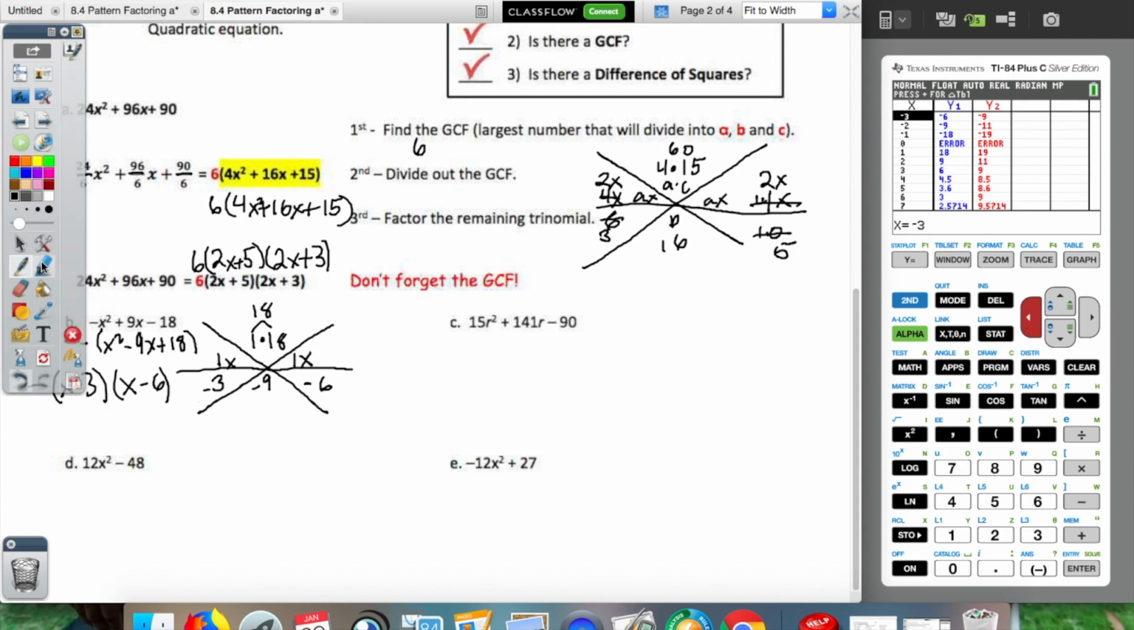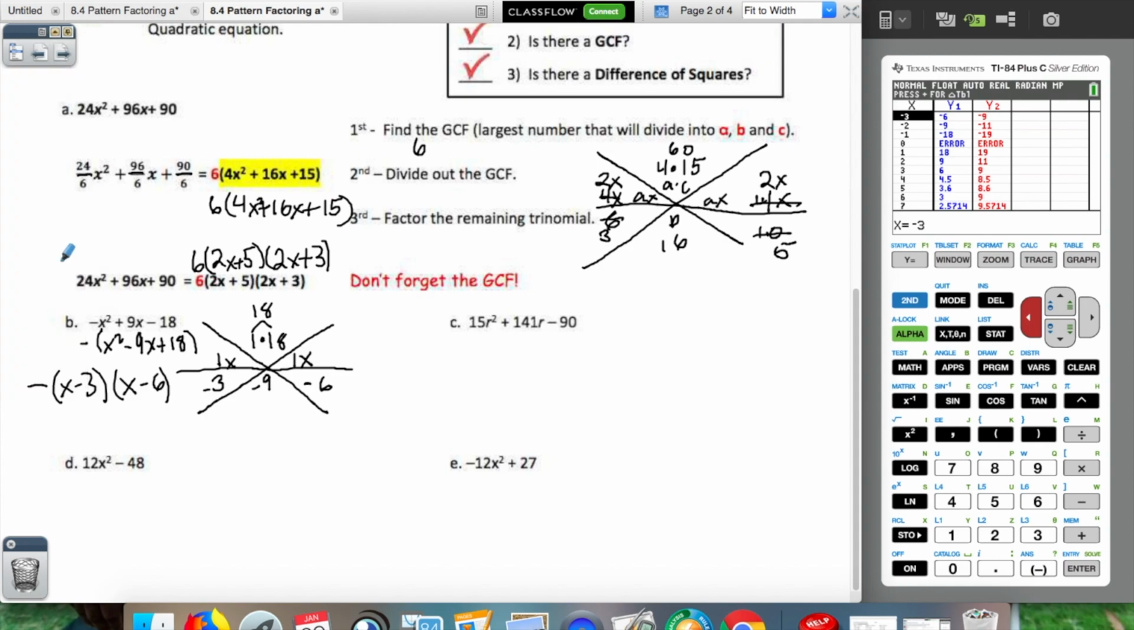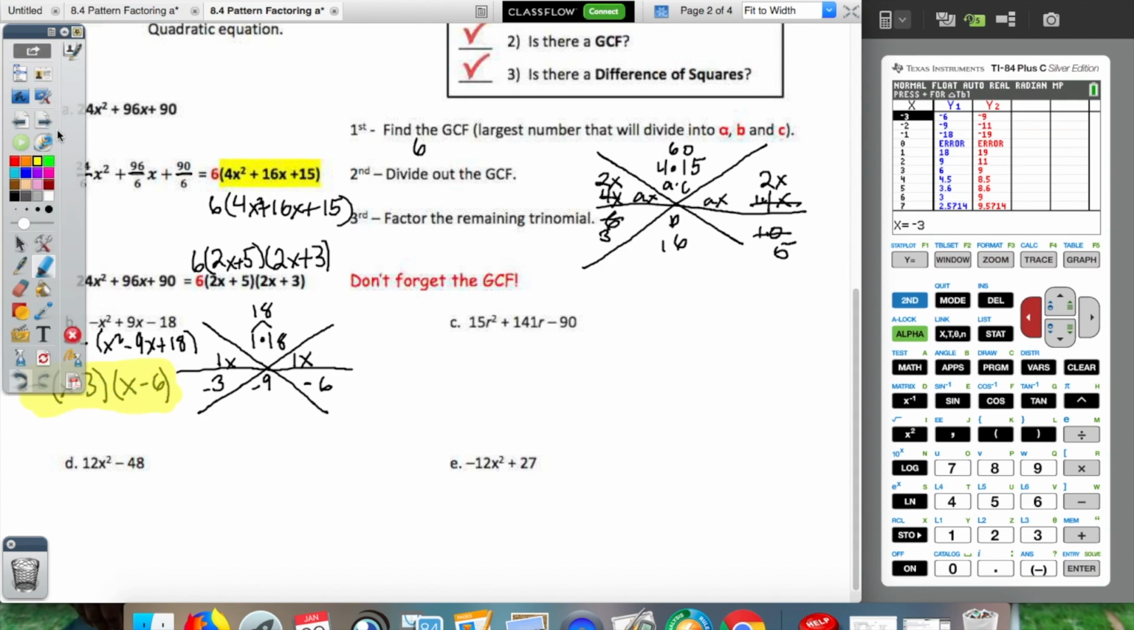We have fully factored a trinomial. Whoa, I'm so proud of us. We have fully factored a trinomial. It's a beautiful day. Alright, now let's go check out the next one.